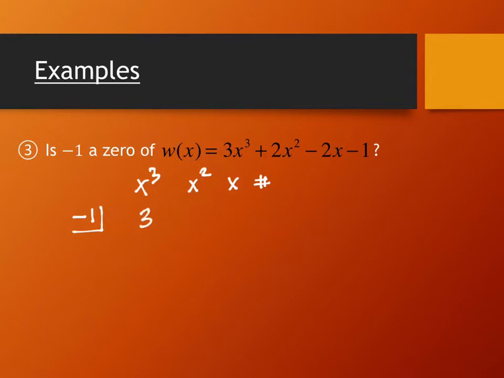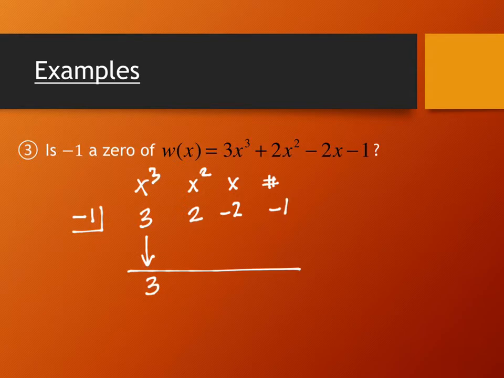So I have 3, 2, -2, and -1. Okay, so far so good? So what do I do first? You drag the 3 down.